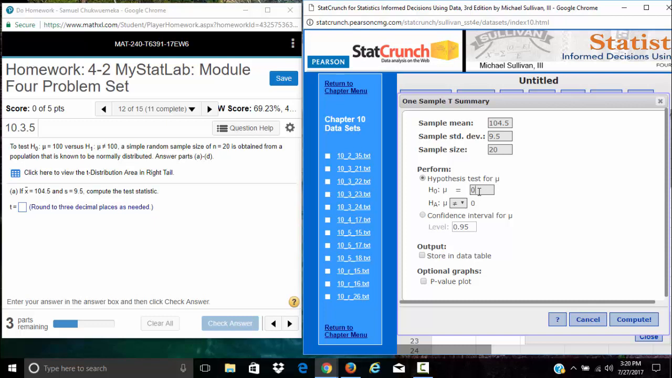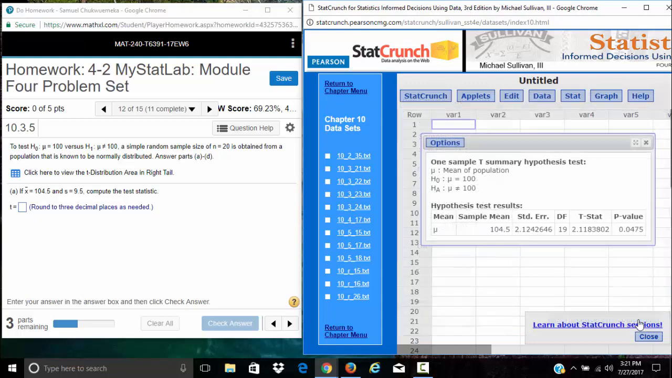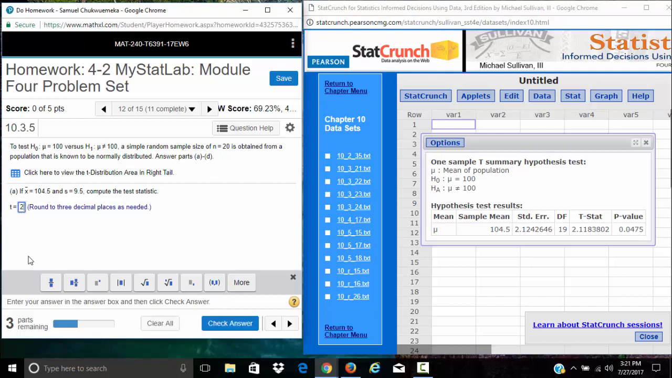The mean in this case is 100, and this is a two-tailed test. Alternative is not equal to 100. Then click compute. The test statistic is this T-stat, and that is 2.118.